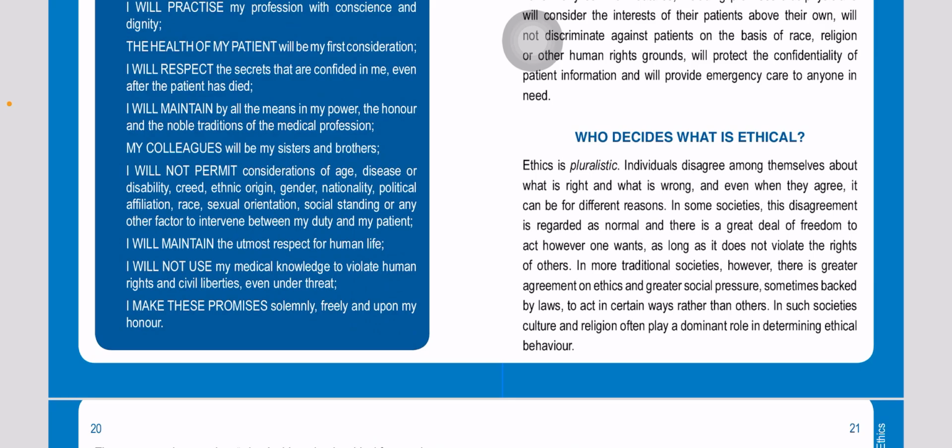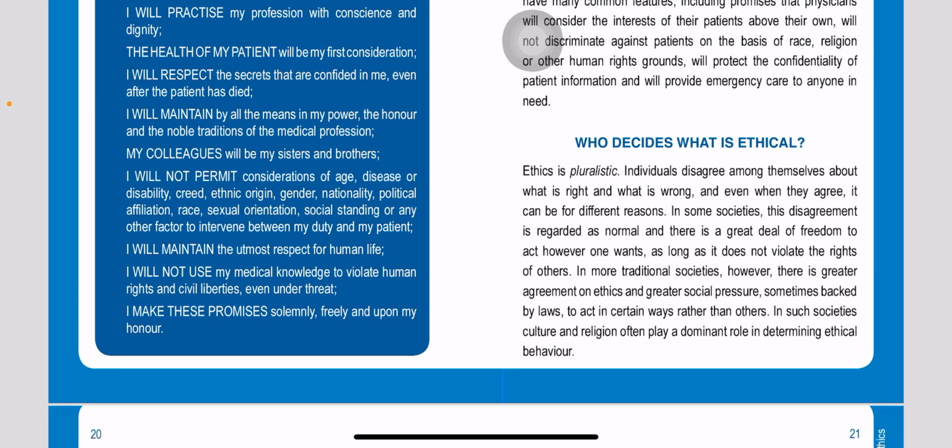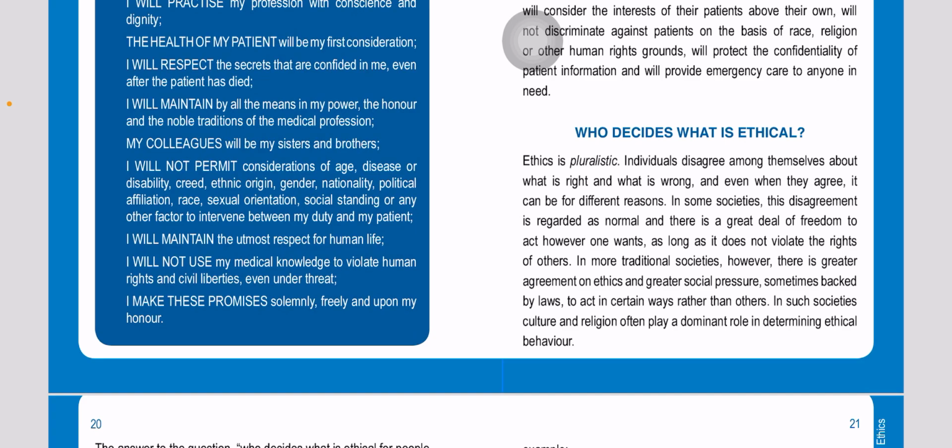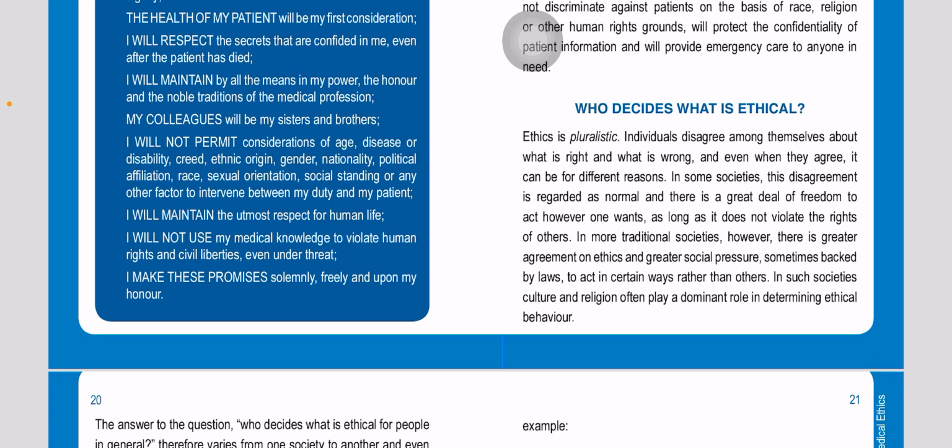Next, who decides what is ethical? As a general rule, class, ethics is pluralistic. Okay, it is very broad. It is encompassing. We have discussed that time and time again. Ethics is the study of what is right and what is wrong. And of course, class, when you say what is right and what is wrong, these are general, broad terms. It has no definition. Individuals disagree among themselves about what is right and what is wrong, and even when they agree, it can be for different reasons.